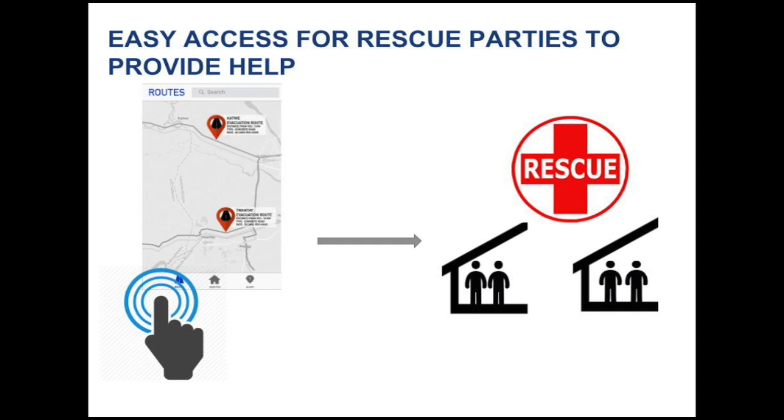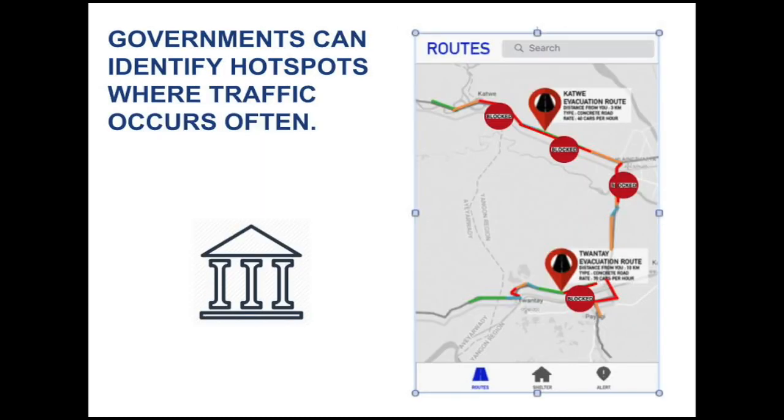With the access to Shelter Tracker, government can easily identify hotspots where traffic occurs often. Therefore, they could build up more ideas to create a better community for the affected citizens, such as implementing policies to reduce traffic and building more shelters in the region where the traveling time is too long.